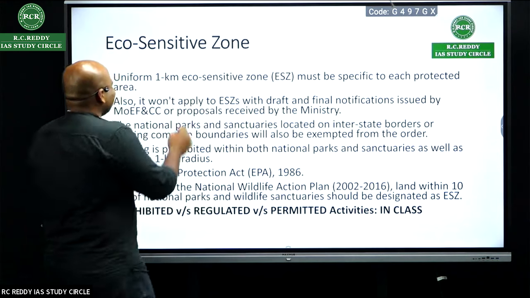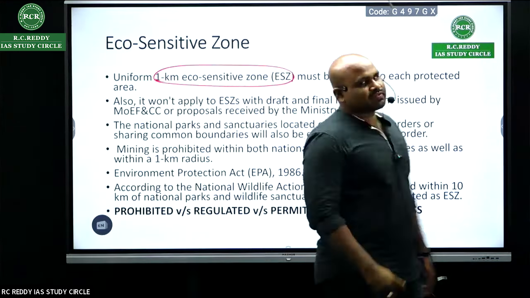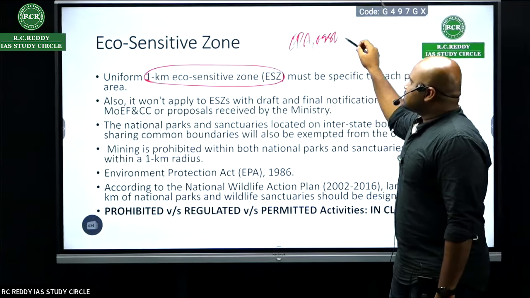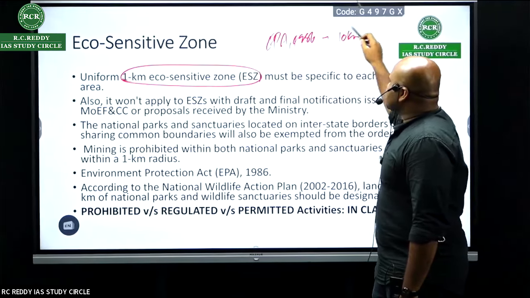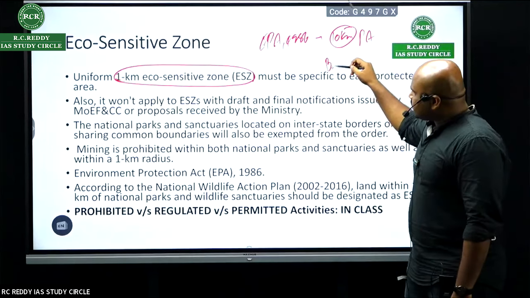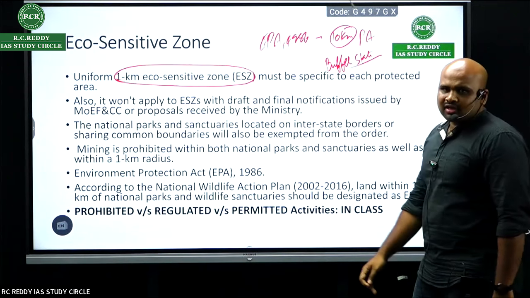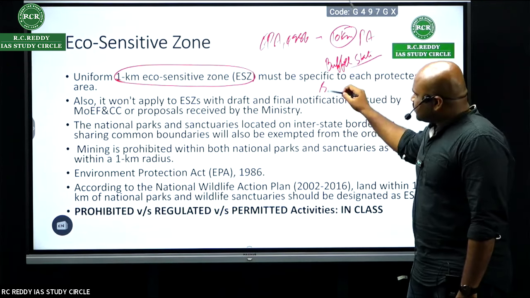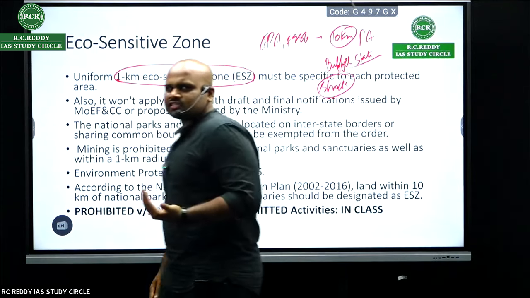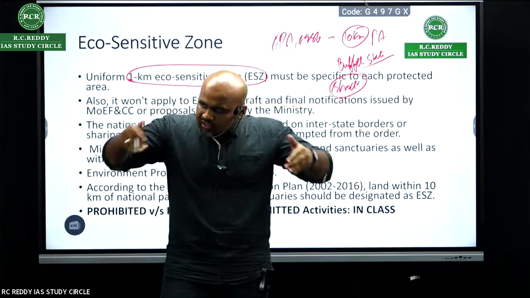So you see that when I talk about eco-sensitive zone, it is fundamentally derived from the Environmental Protection Act, 1986. It talked about initially 10 kilometers around the protected area. And why 10 kilometers around the protected area? It talked about a buffer area. Now, why a buffer area? Fundamentally, to absorb the shock. Whose shock? The human intervention, the anthropogenic activities, and the shock that is created by the anthropogenic activities around this protected area.